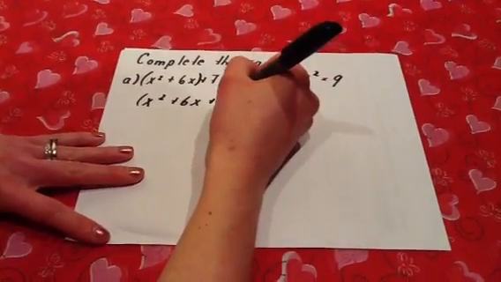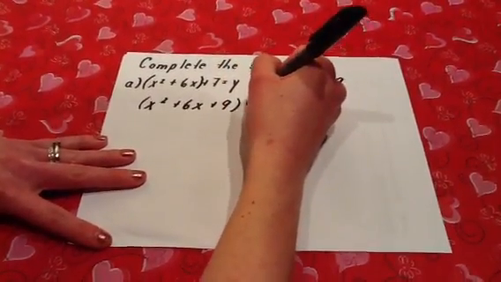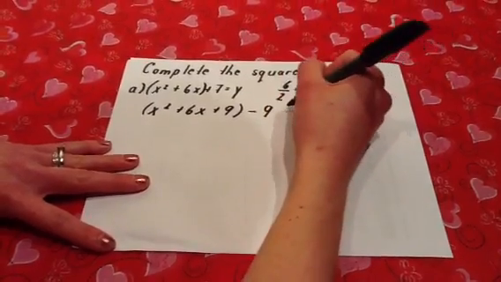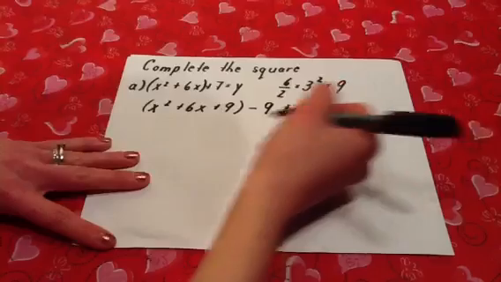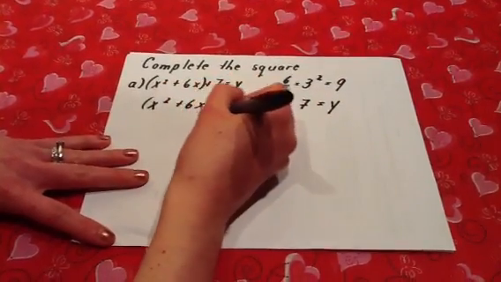And whatever we add inside the brackets, we also have to subtract outside. So minus 9, and then we still have that plus 7 equals y. So what we've done is we formed a perfect square trinomial.